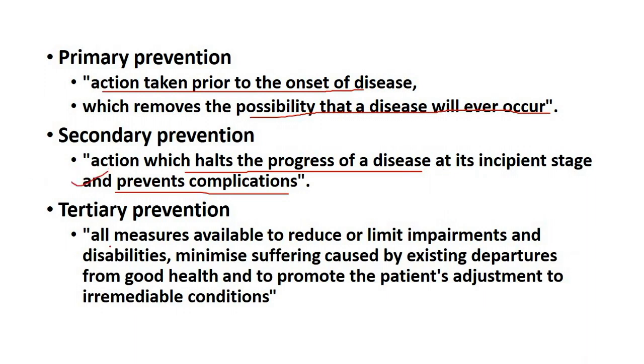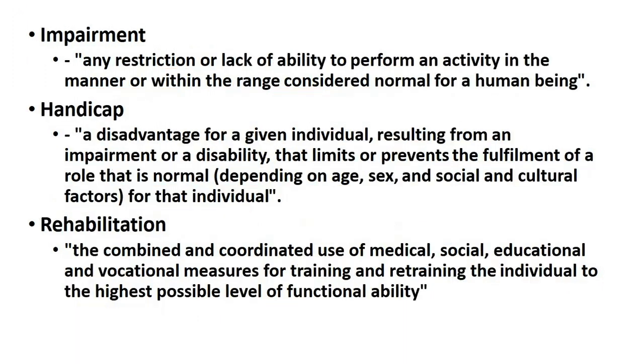Tertiary prevention is all measures available to reduce or limit impairments. We say in levels of intervention: primary prevention is health promotion and specific protection; then early diagnosis and adequate treatment; then disability limitation and rehabilitation. So here we have to limit the impairments and disability, minimize suffering caused by existing departures from good health, and promote the patient's adjustment to irremediable conditions. That is rehabilitation, you bring the patient back to the pre-disease condition.